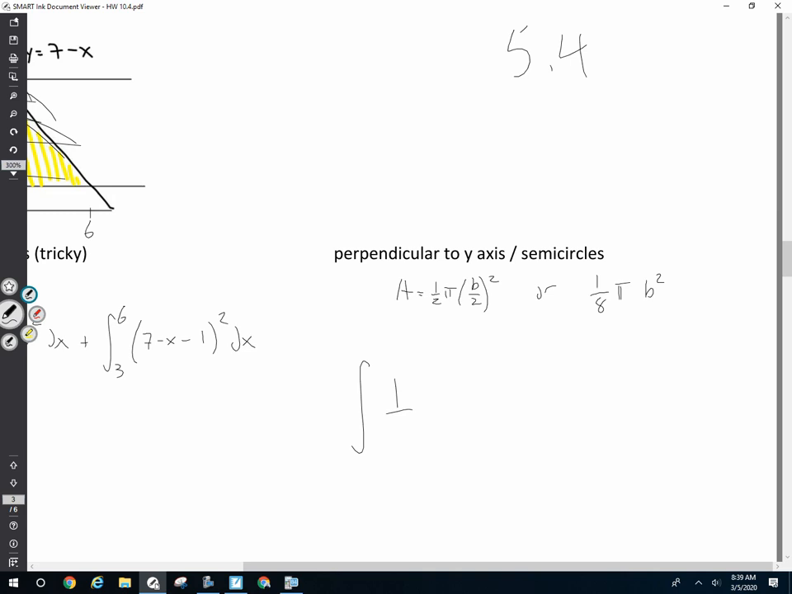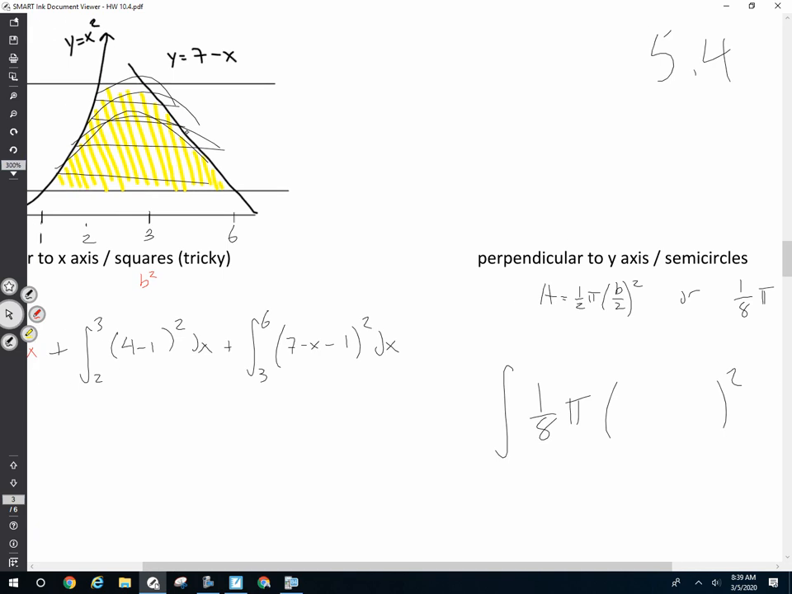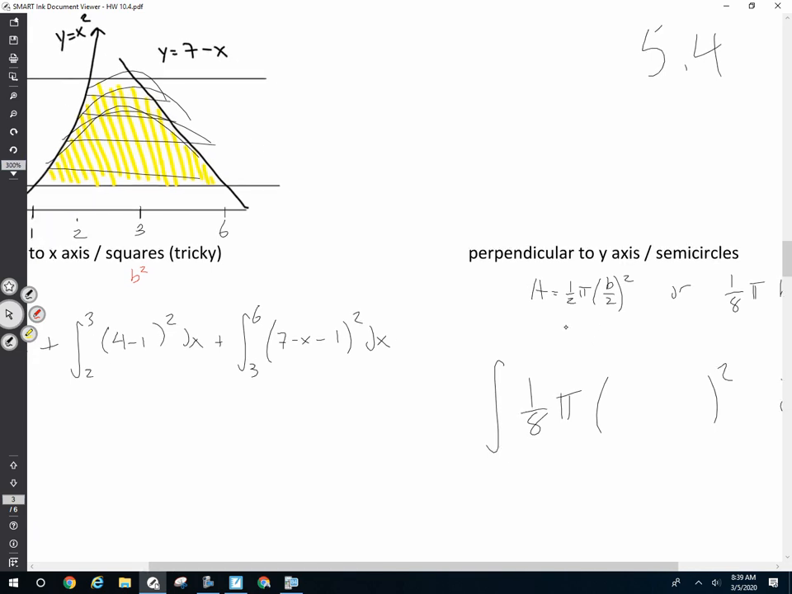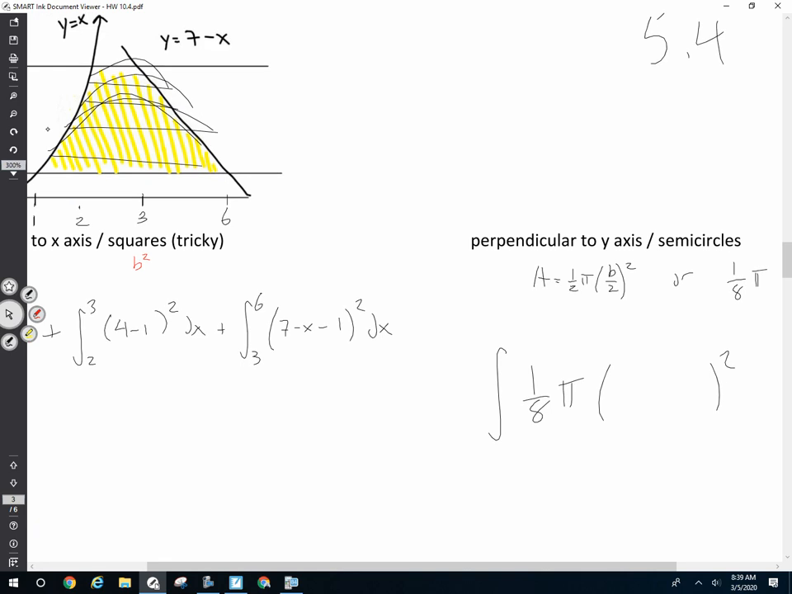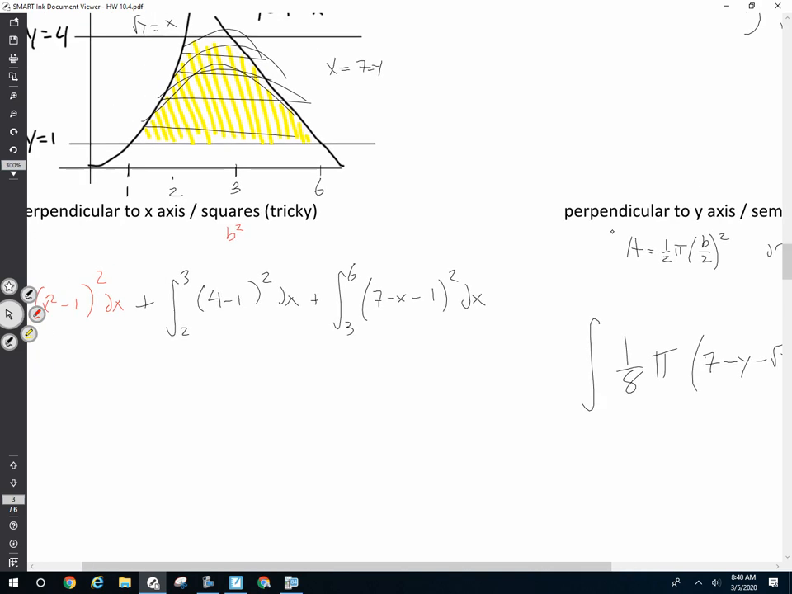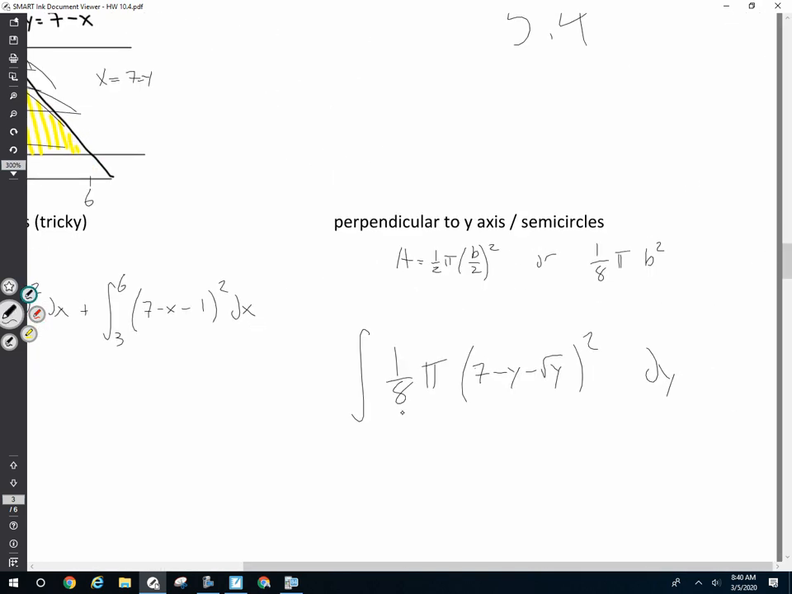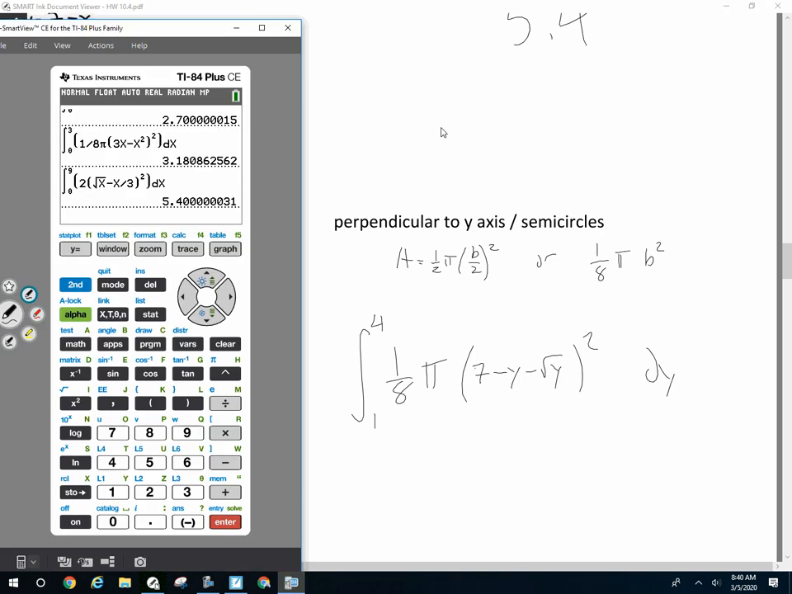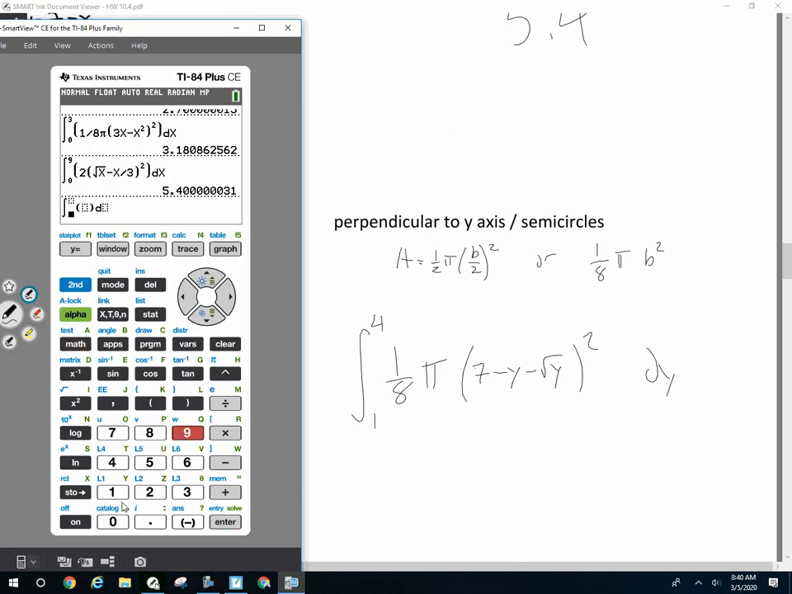Okay, so infinite sum, 1/8 pi base length squared. Since perpendicular y-axis, it's got a skinny height to make it 3-dimensional. The base length, this distance from here to here, is a right minus a left. So I need to solve these equations for x. This is an easy one, x equals 7 minus y, but here x equals root y. So I'm going to have a 7 minus y minus root y. We're summing this up from a bottom to a top. The bottom is 1, the top is 4. That's 1/8, 1 to 4.